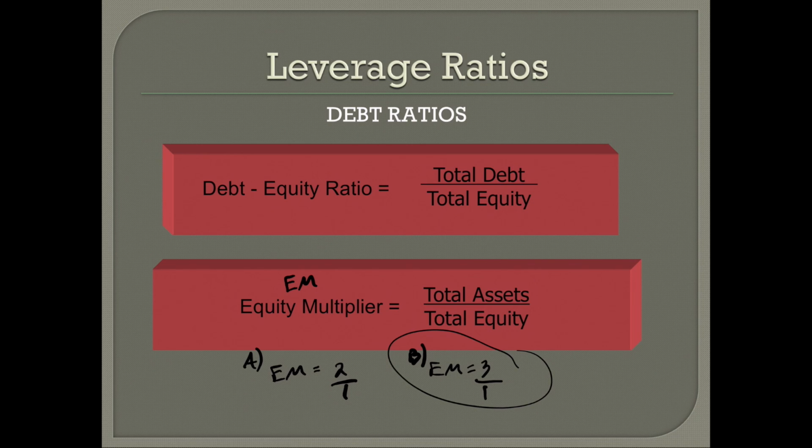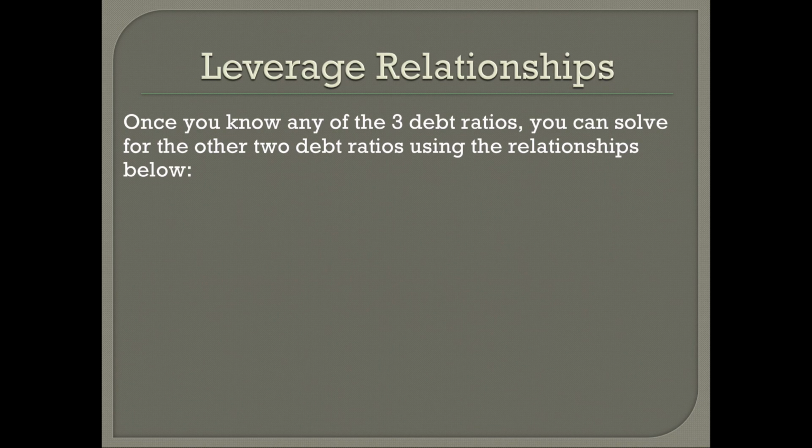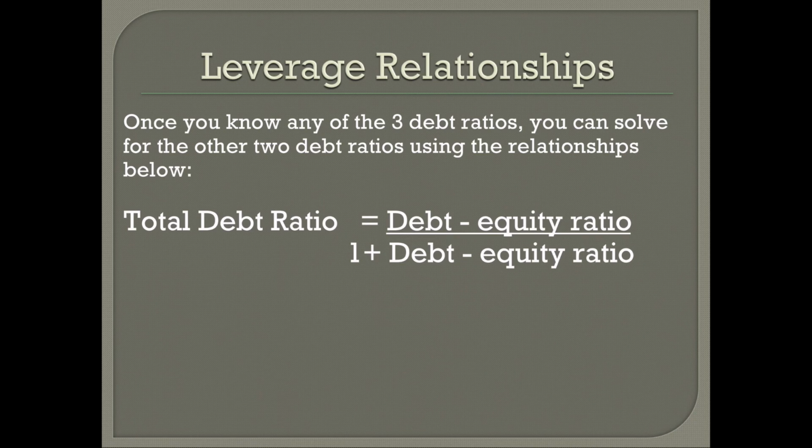Now, all 3 of these are essentially showcasing the same thing. They're all saying how much debt a company is using in their capital structure. So what's nice about these leverage ratios is that once you know one of the 3, you can use the following relationships to solve for either of the other 2. So if I know the total debt ratio, or the debt to equity ratio or the equity multiplier, I can solve for either of the other 2 ratios by using the following relationships.